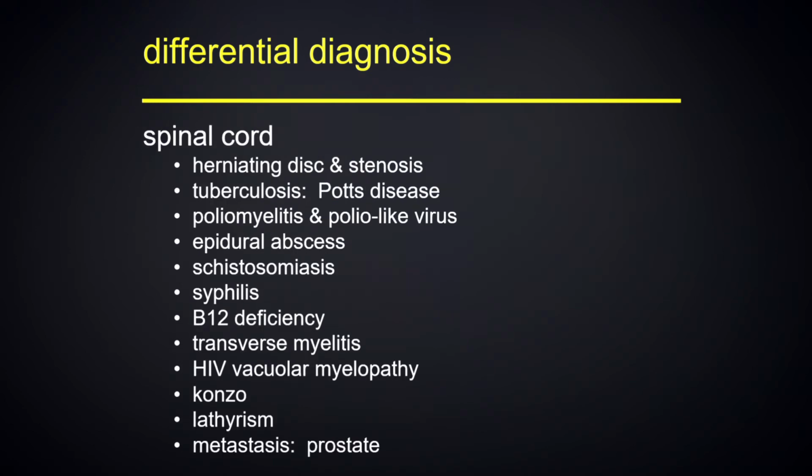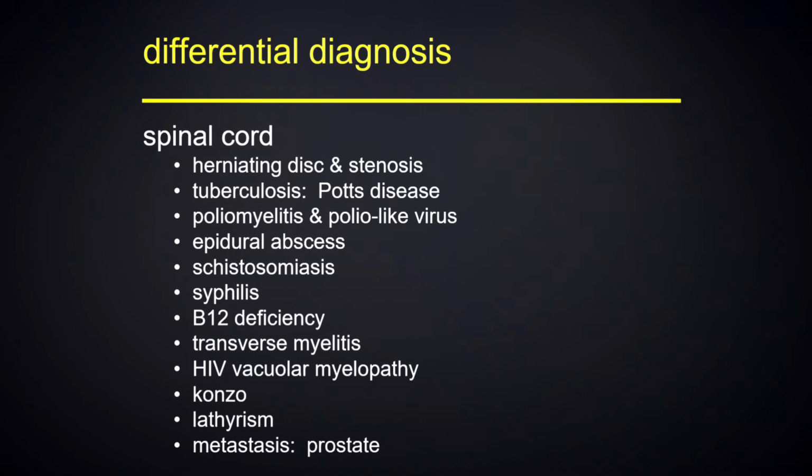Go one level deeper and now we're in the spinal cord. Now the lesions become absolutely different. Things like herniating discs, stenosis of the cervical and lumbar spine, tuberculosis of the bony vertebral column producing Pott's disease, poliomyelitis, and polio-like viruses like West Nile virus classically love to affect this area.